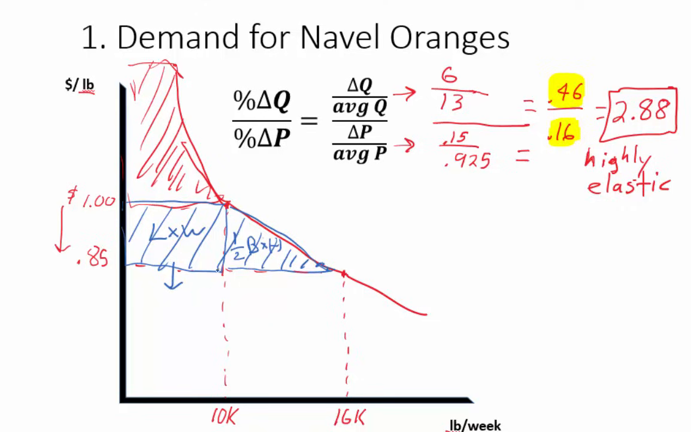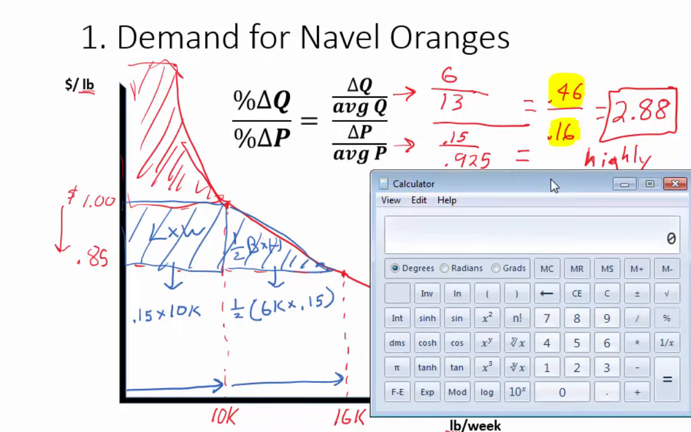So the area of the extra rectangle worth of consumer surplus is 15 cents times the 10,000 units here. And then the area of our extra triangle of consumer surplus is 1/2 times a base, which is the extra 6,000 units, times the height of 15 cents. Okay, so we'll work all that on the calculator.